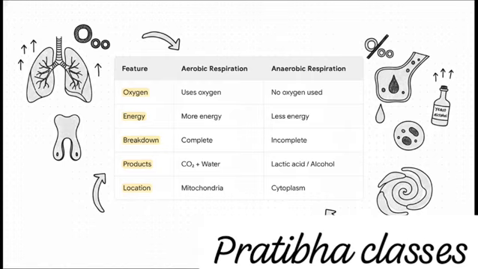Oxygen? Yep for aerobic, nope for anaerobic. Energy? Way more from aerobic, way less from anaerobic. Products? Aerobic gives you CO2 and water, anaerobic leaves you with lactic acid. And location? Aerobic is in the mitochondria, anaerobic is in the cytoplasm. Seriously, pause and take a screenshot of this. This table is so important.